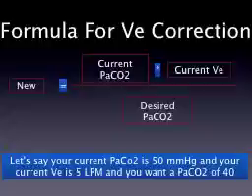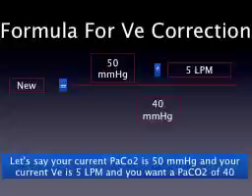This is the formula for minute ventilation correction, and this gives us an idea of what our new minute ventilation should be. So the formula, if you look on the left, is that the new minute ventilation is going to equal my current PaCO2 multiplied by the current minute ventilation, divided by the CO2 that I want. So let me give you a scenario. Let's say that our CO2 is 50. Our current minute ventilation is 5 liters a minute, and we want to blow that 50 down to 40. What would our new minute ventilation need to be?